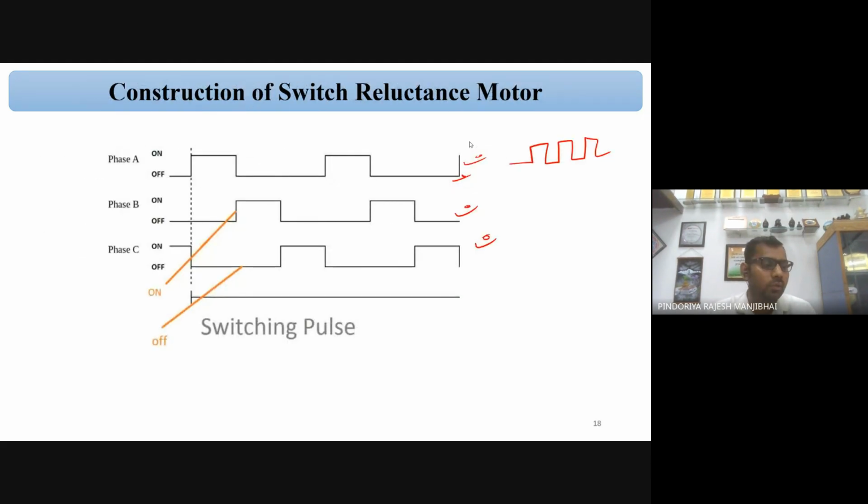Yes, till now any confusion for the SRM motor? Any doubts, any confusion?